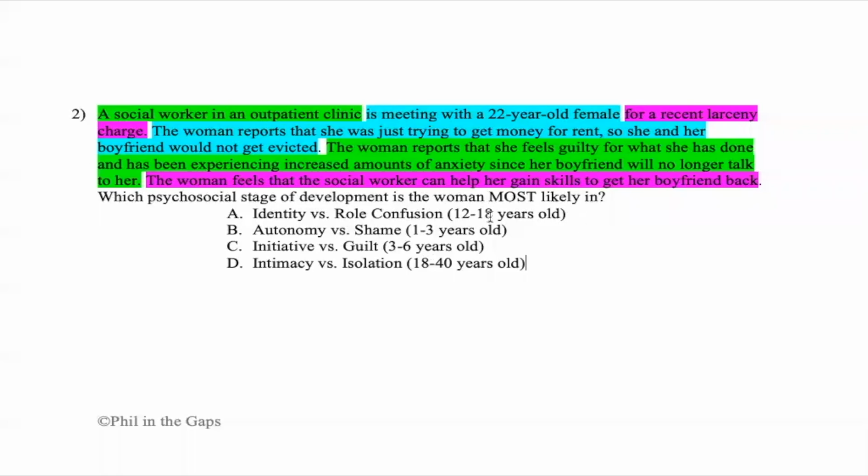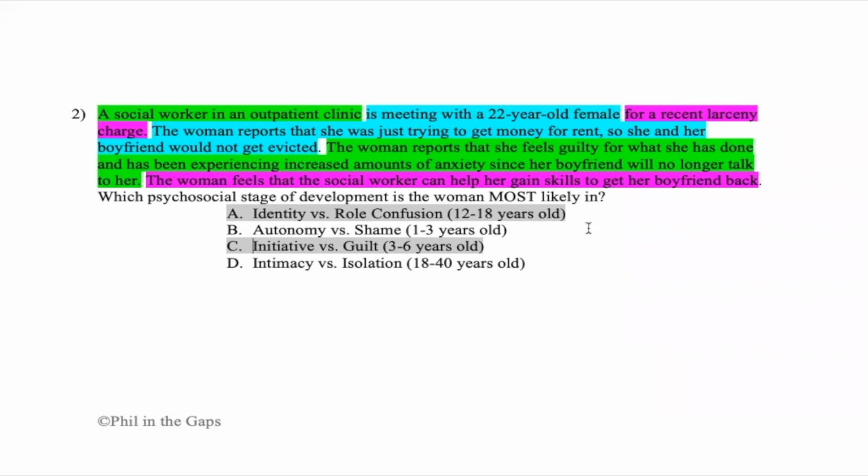So right off the bat, we're going to rule out A. Why? Nowhere in the question does it state that she's identifying where she wants to go or who she wants to be, or that she's confused based on where she would like to be in her life. We're also going to rule out C. Why? Nowhere in the question does it state that she's taking an initiative within her life and that she's like, you know what, I'm doing this and I need to get feedback from somebody else, or I feel guilty asserting myself and or my needs. So therefore, we're in between B, autonomy versus shame, or D, intimacy versus isolation.